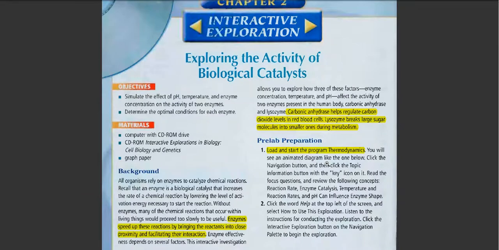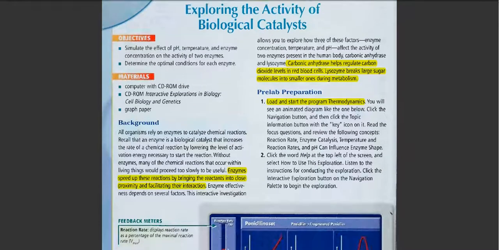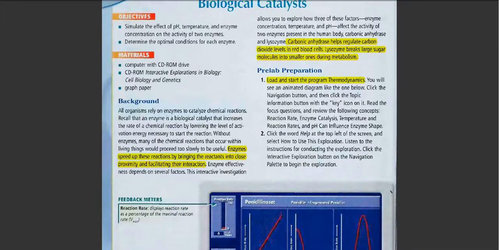This exploration allows you to explore how three factors, enzyme concentration, temperature, and pH, affect the activity of two enzymes present in the human body, carbonic anhydrase and lysozyme. Carbonic anhydrase helps regulate carbon dioxide levels in red blood cells. Lysozyme breaks large sugar molecules into smaller ones during metabolism.